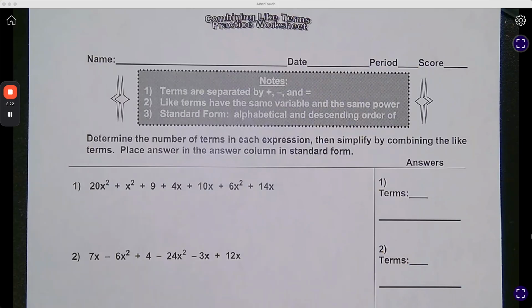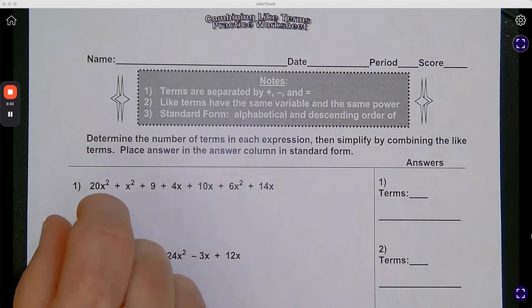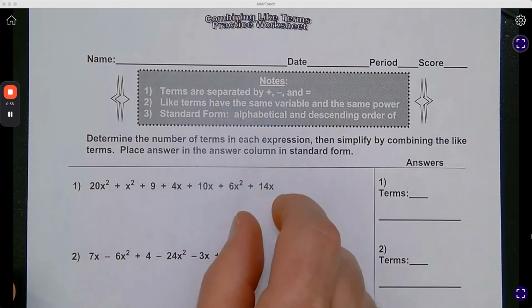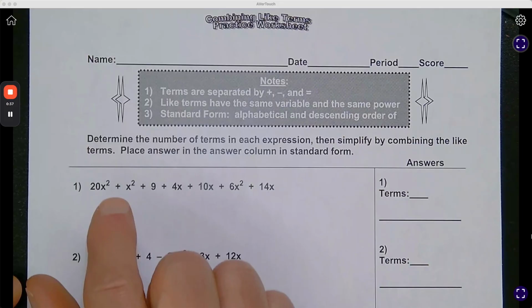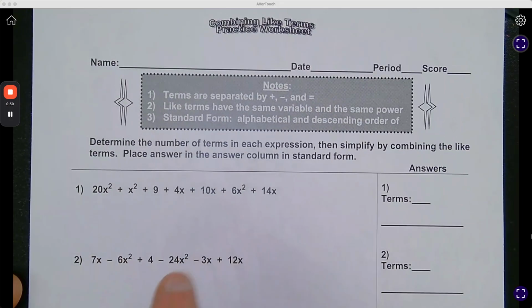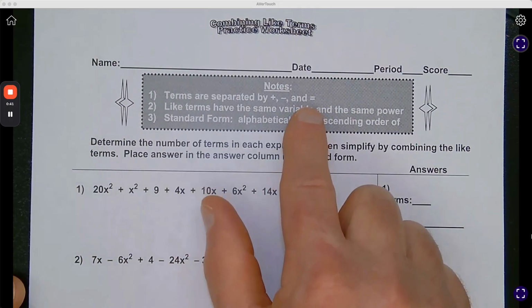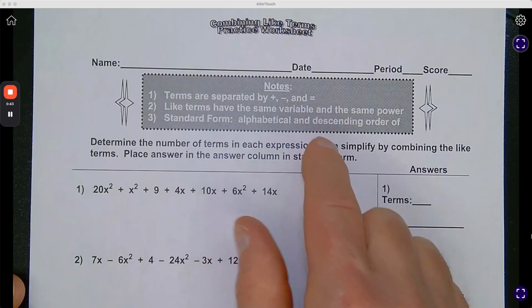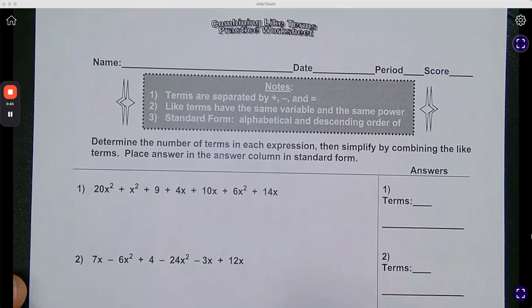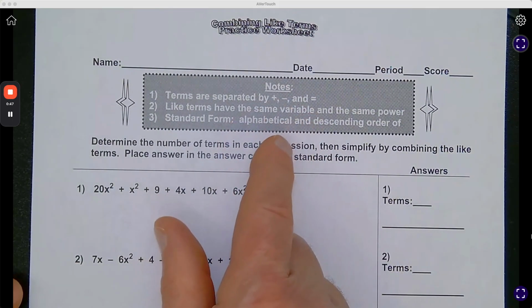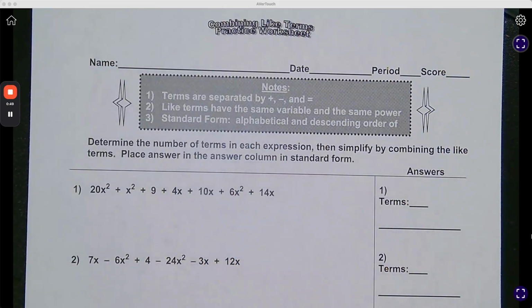All right, let's go. Okay, so when I look at combining like terms, the first thing I need to do is understand what a term is. A term is a group of numbers and variables that are separated by addition, subtraction, and the equal symbol. But we don't have any equal symbols in today's worksheet, so we're just going to focus on addition and subtraction. So let's talk about the number of terms we have.